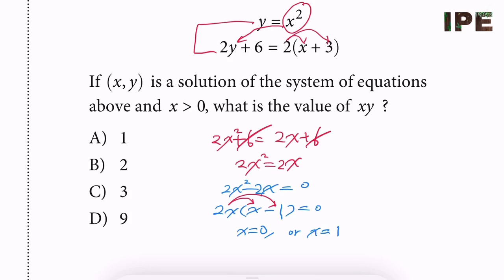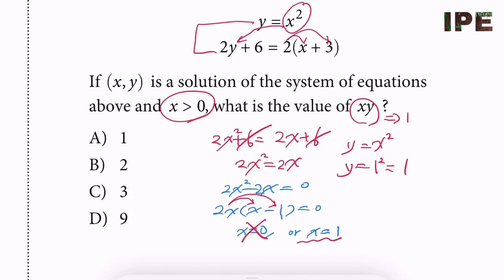The problem says x is supposed to be greater than 0. So you have to read the question carefully. So 0 cannot be the answer. The only possible answer greater than 0 is x equals 1. If x equals 1, because y was x squared, y is 1 squared, so y is 1 too. And then what was the question? Find xy. So that means 1 times 1. So 1 is the answer.